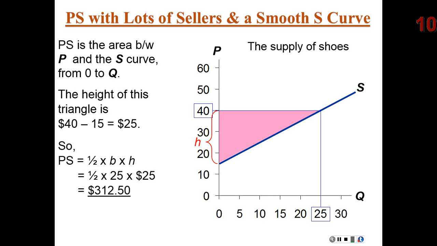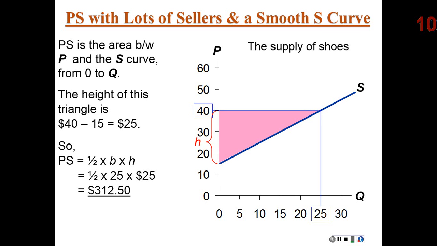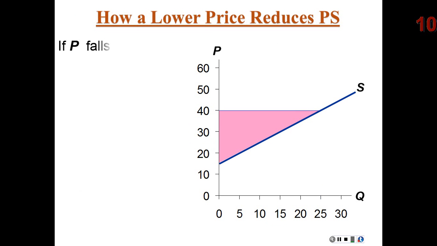But that's how much dollar value is actually generated for producers when the price in this market is $40, given this supply structure and cost structure. That's how much producers benefit from participating in this market at this price. Now, the price doesn't remain stagnant, right? Prices can change.